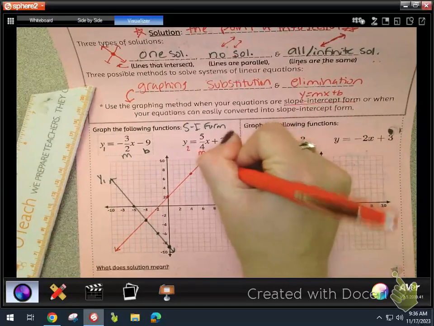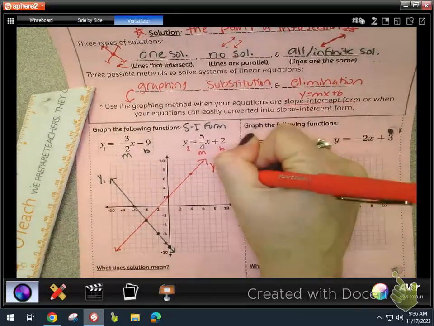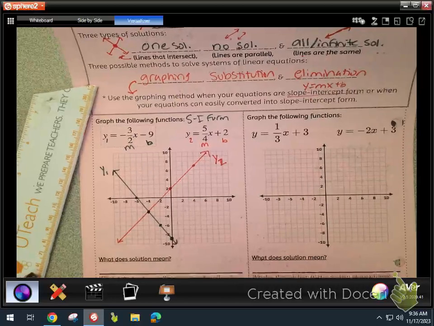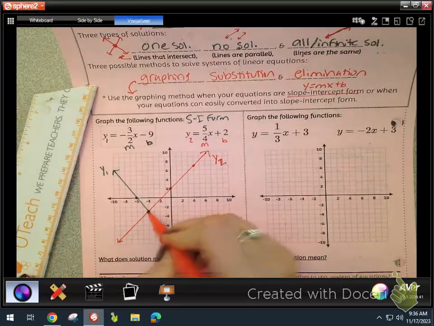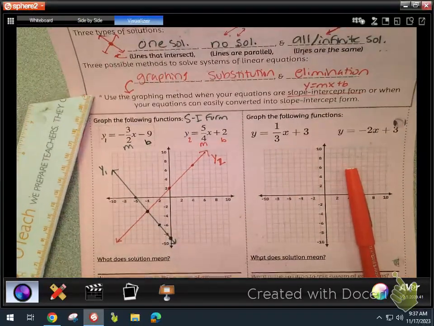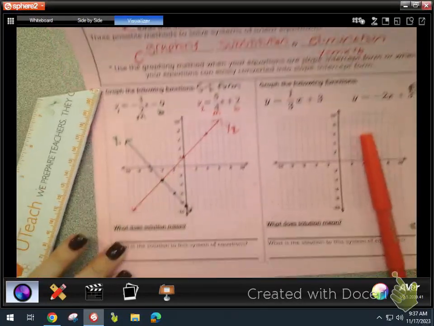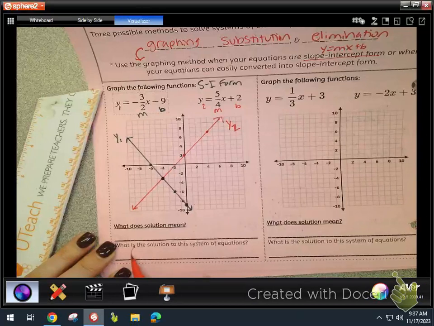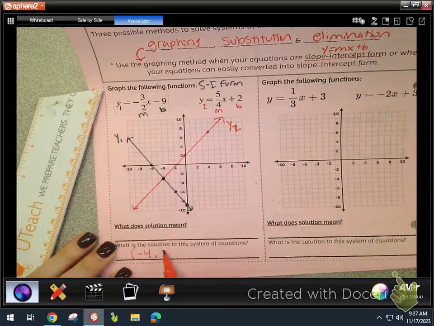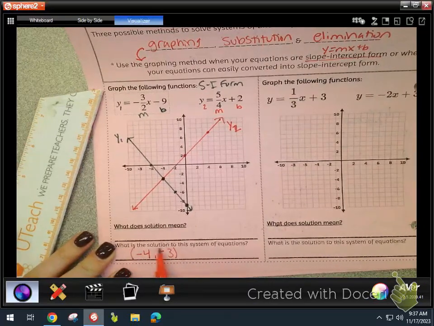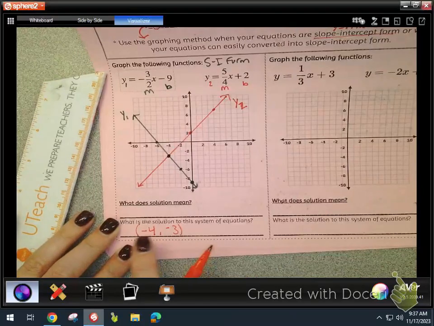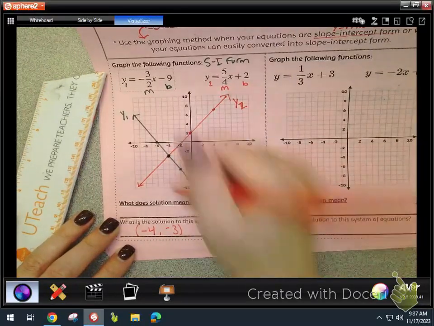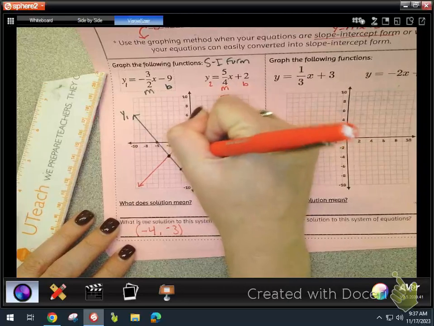One solution. There is one, oops, this is y2. There is one solution. The lines intersect, so there's one place. Now, where do they intersect? At -4, -3. So look what I put right here. What is the solution to the system? -4, -3. I'm going to label it right here. This is my solution, that point right there.